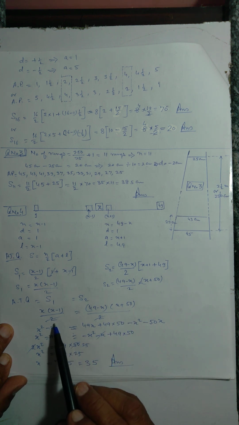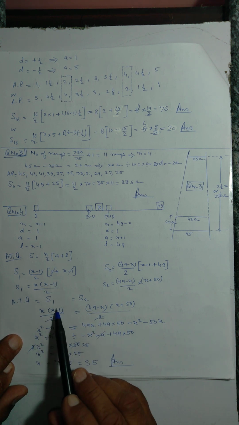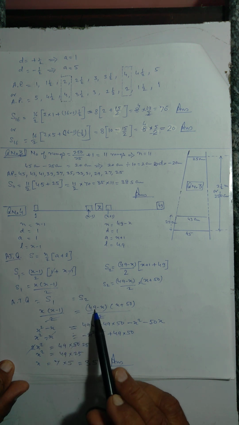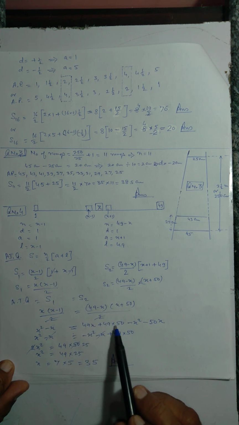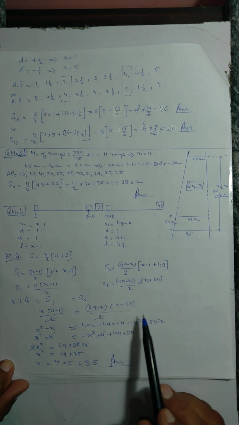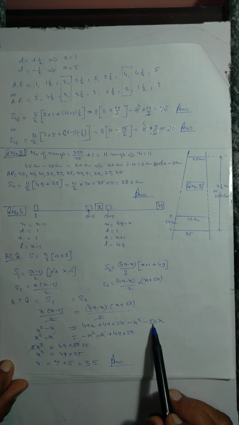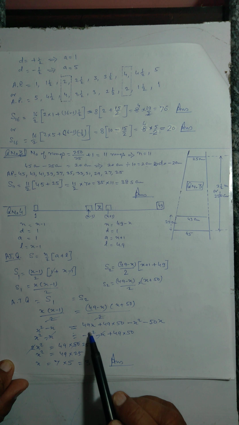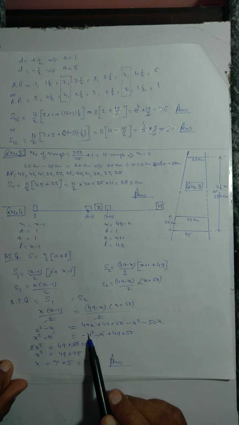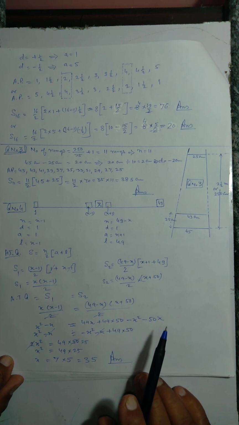This is denominator 2. These two will be cancelled. Now multiply it. x square minus x should be equal to 49x plus 49 into 50 minus x square minus 50x. You just solve it. This is minus 50x, this is 49x, so you will get minus x here. Here minus x square. 49 into 50 as it is. I have left it here as it is.